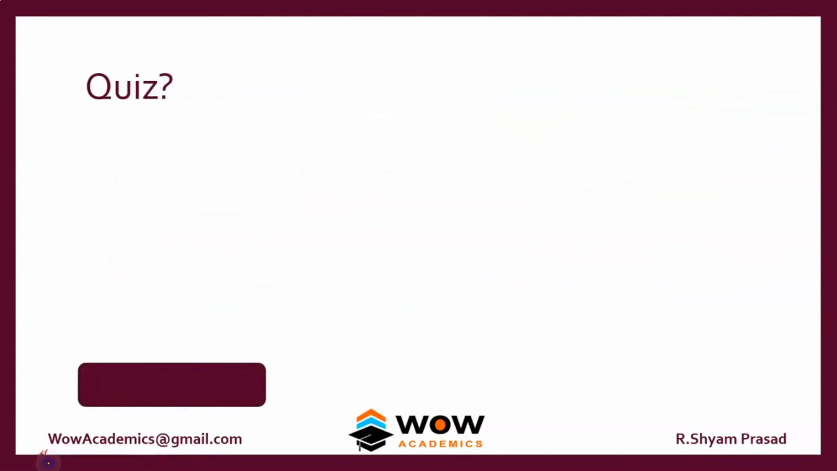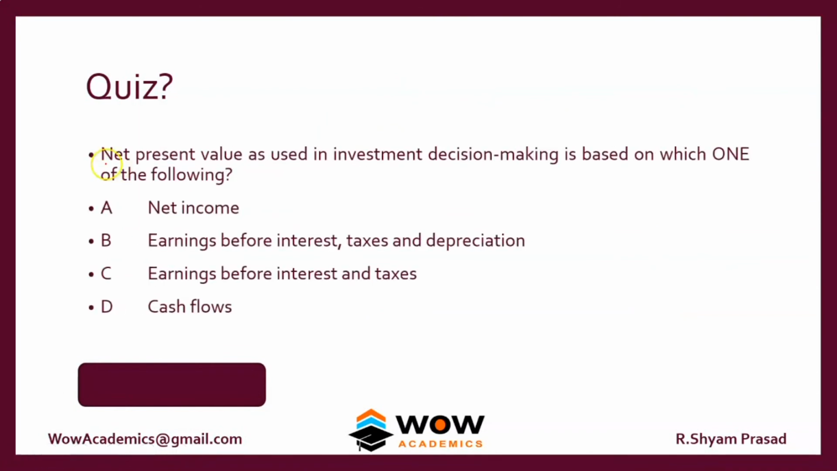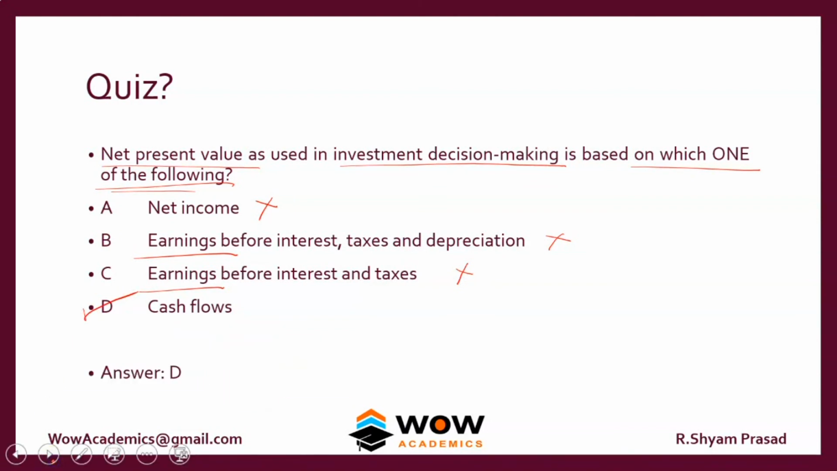So now we'll move on to a quiz. Net present value as used in investment decision making is based on which one of the following? So on what number do we do NPV? Net income? No. Earnings is also profit, so we don't use that. Earnings again is profit, we don't use that. We use the cash flow. So NPV considers the cash flows only. Answer is D.